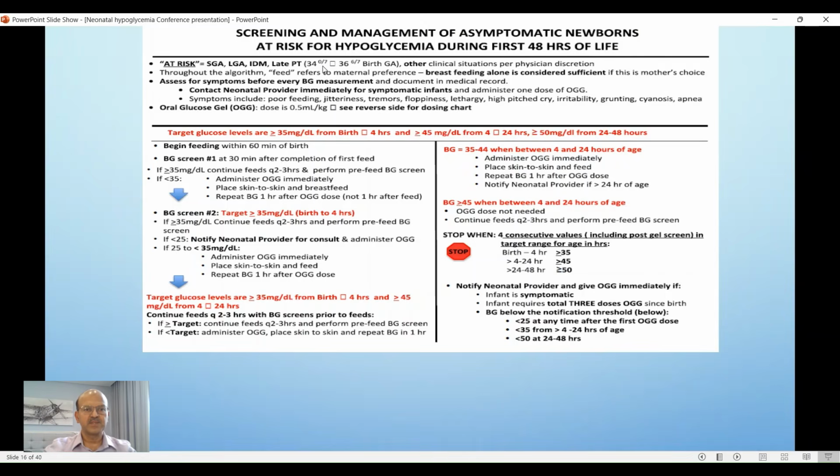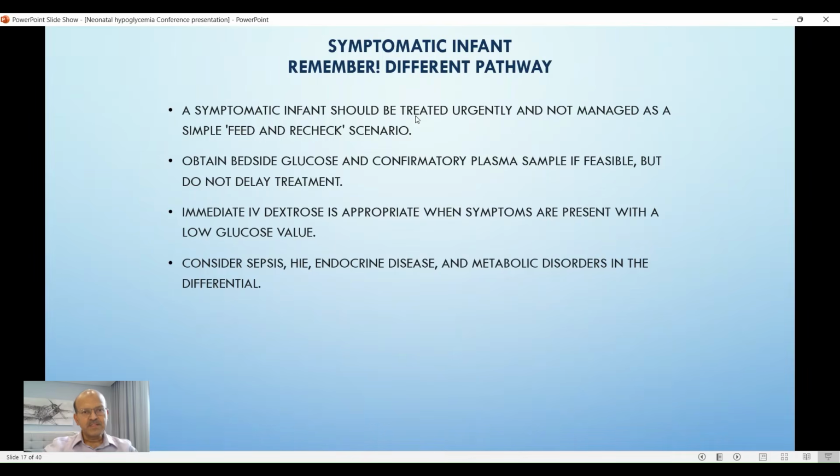Here again, this chart is useful for you. The risk factors are discussed and the symptoms are mentioned, and oral glucose gel is mentioned as well. In the symptomatic baby, we should be treating it urgently because we know the baby already has symptoms, and the symptoms are non-specific as we discussed.